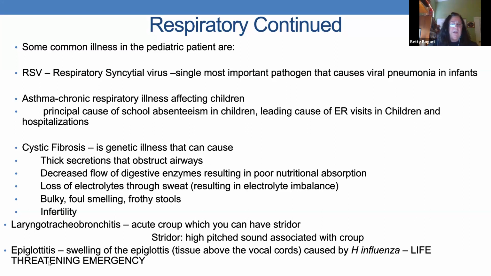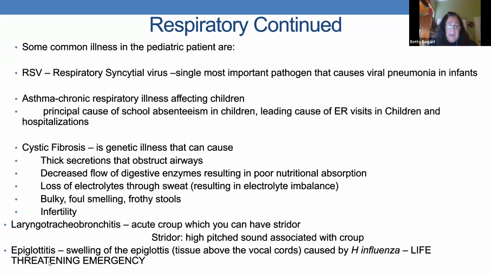Now, laryngotracheal bronchitis is another name for croup. It's the larynx, the trachea, and the bronchus that get swollen. And it's inspiratory stridor, it's swollen. You can't get air in. Now, they can get it out okay, but getting it in is really hard. You're going to hear that high-pitched sound as they're breathing, okay?